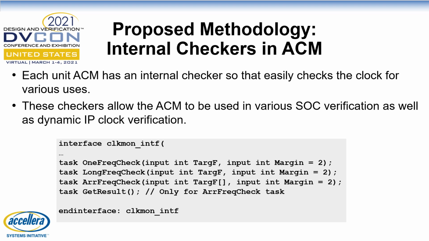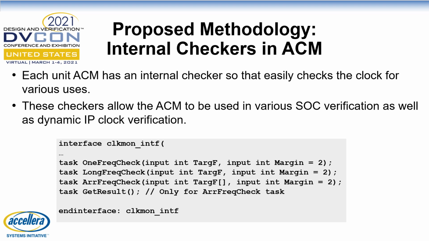Finally, the array frequency check task can be used to check if a series of target frequencies are covered. For example, if a target frequency argument has 3 target frequencies, it checks if the clock is generated once for all 3 frequencies. So unlike the other 2 checkers, when the scenario is over, it's necessary to check if all target frequencies are touched through the get result task.